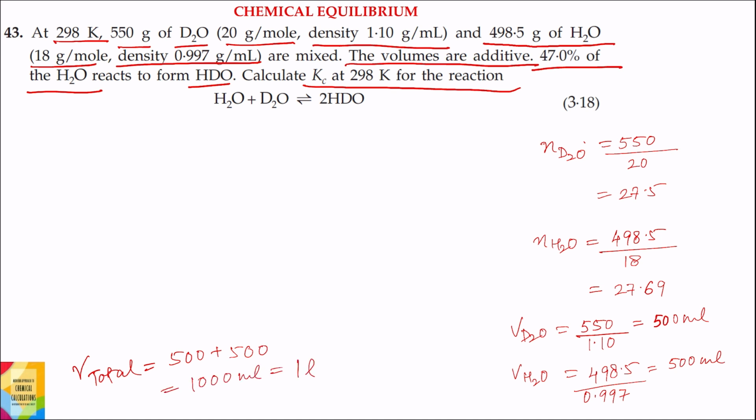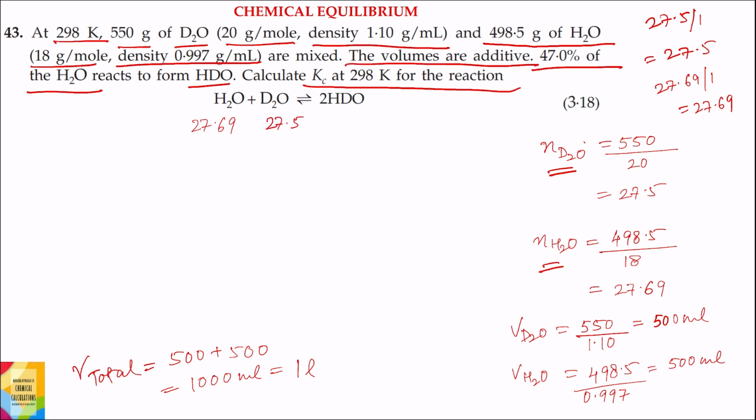So concentration of D2O in moles per liter will be 27.5 divided by 1, which is equal to 27.5, and concentration of H2O in moles per liter will be 27.69 divided by 1, which is equal to 27.69. So now we can write the concentrations of H2O and D2O. So H2O is 27.69 and D2O is 27.5.